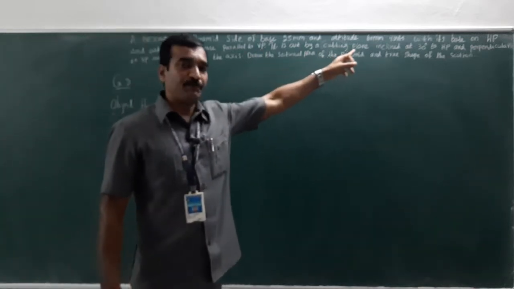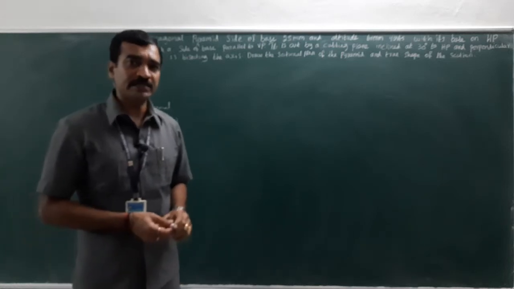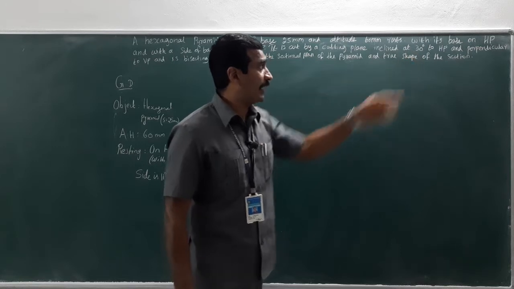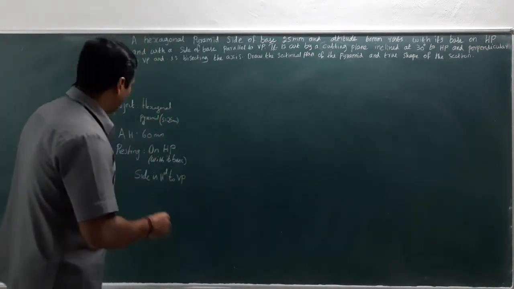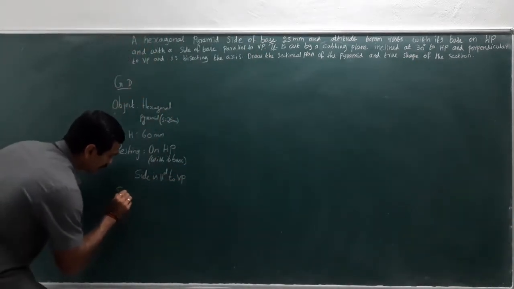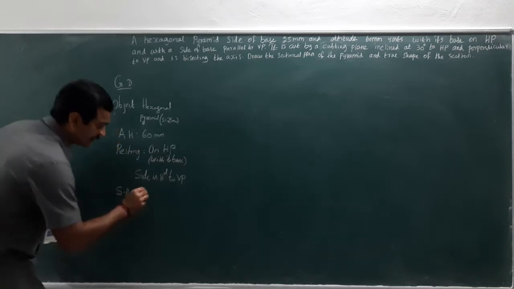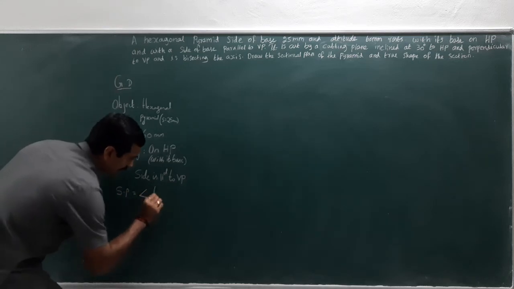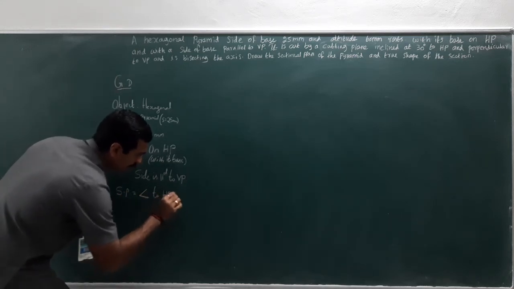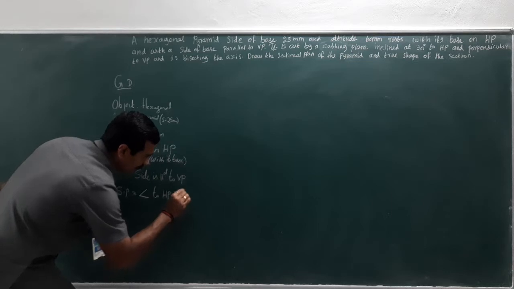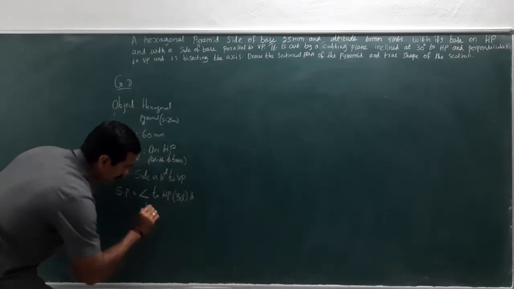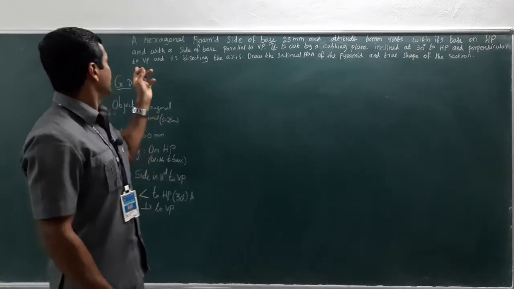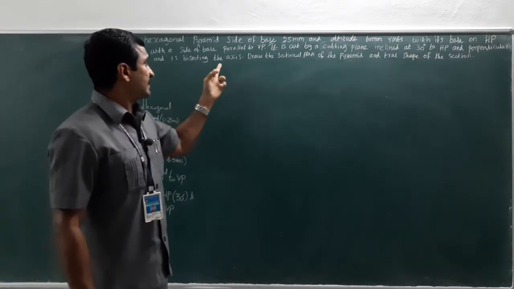It is cut by a cutting plane. The other name of cutting plane is section plane, isn't it? Inclined at 30 degree to HP and perpendicular to VP. So the cutting plane or section plane is inclined to HP, right? Inclined to HP at 30 degree and perpendicular to VP, and is bisecting the axis.